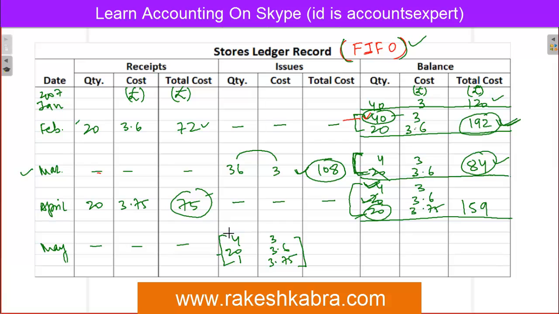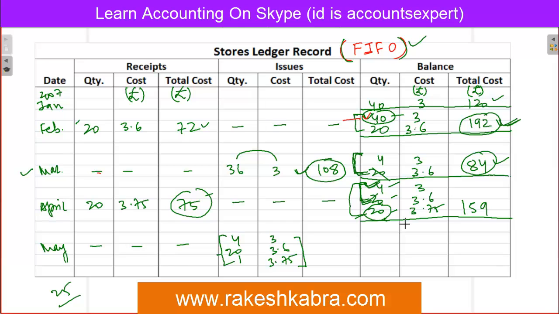You understood this point, first in first out, because in the month of May we sold 25 units. So 25 units we sold from which lot? 4 units from this lot, 20 units from this lot, so 24 units we sold. Now the remaining 1 unit we sold from the new lot, and the rate is 3.75.